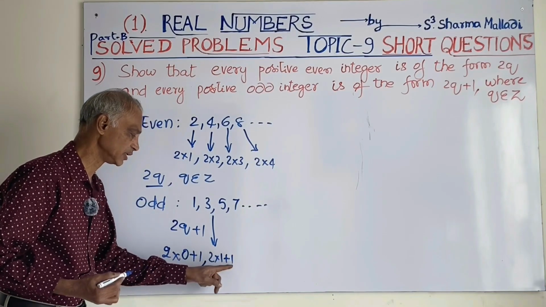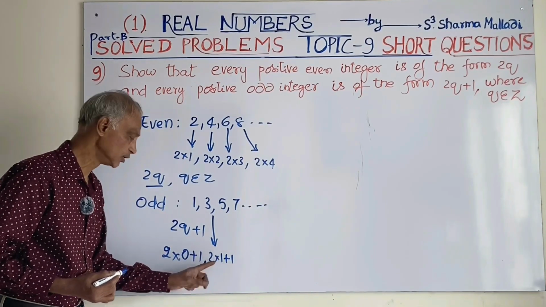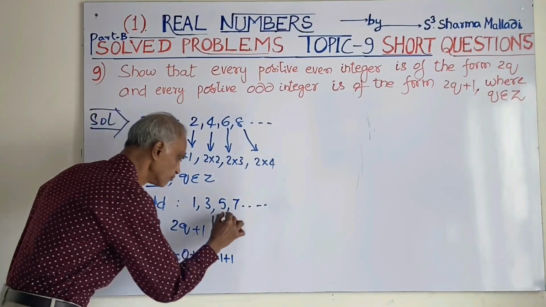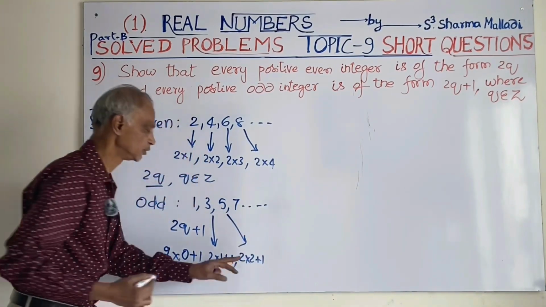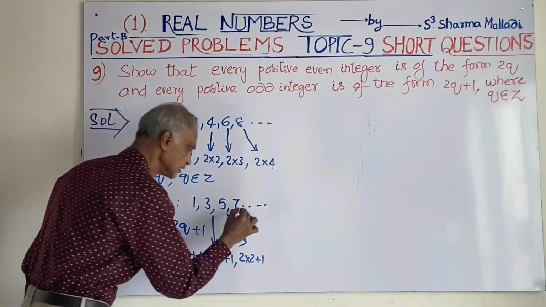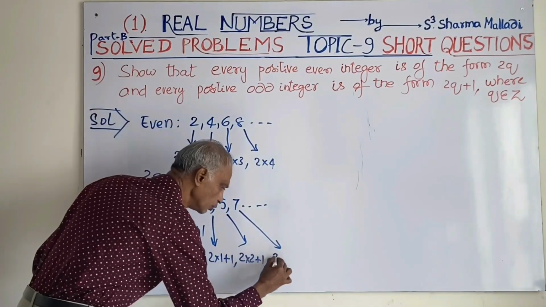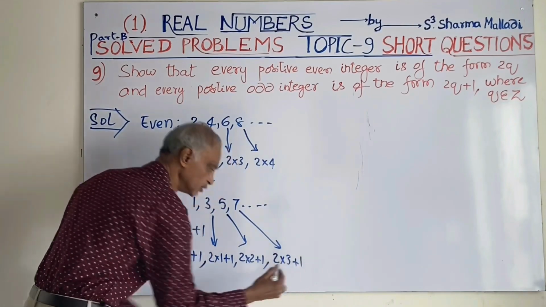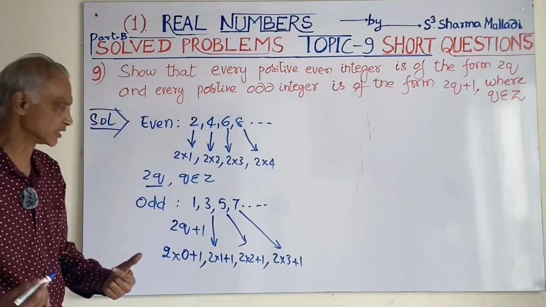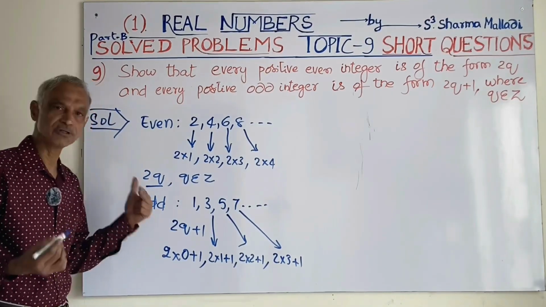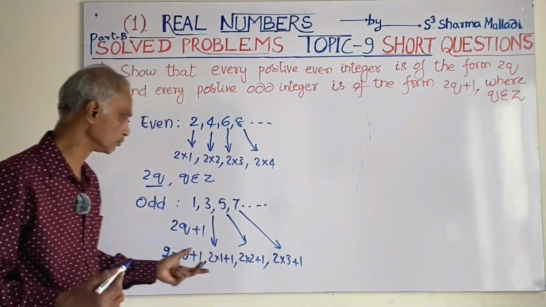See, what is the remainder? 1. 3 is in the form of 2q plus 1, that is 2 into 1 plus 1. 5 is in the form of 2 into 2 plus 1. Like this, like that. Again, 7 can be written as 2 threes are 6 plus 1, 2q plus 1, q belongs to integer. Like this we know even numbers are in the form of 2q and odd numbers are in the form of 2q plus 1.